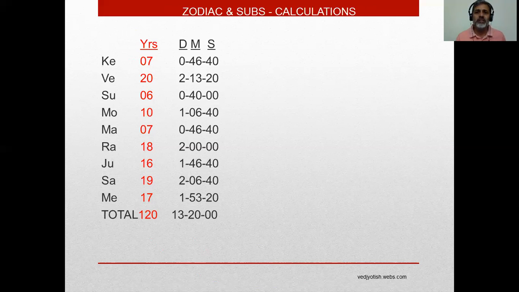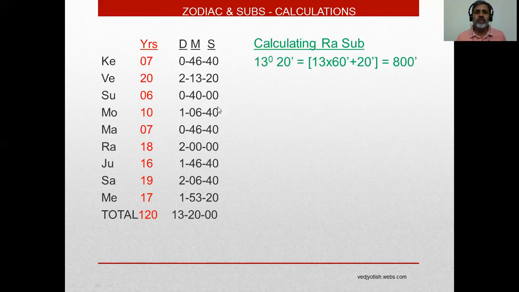The logic remains the same. Now let me explain this with the example of Rahu, which has 18 years in Vimshottari Dasha and covers a span of 2 degrees. For calculating the Rahu sub, the span of each nakshatra is 13 degrees and 20 minutes. Converting this to minutes, we get 800 minutes.